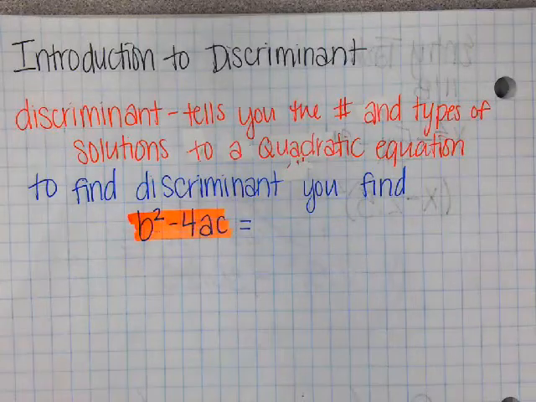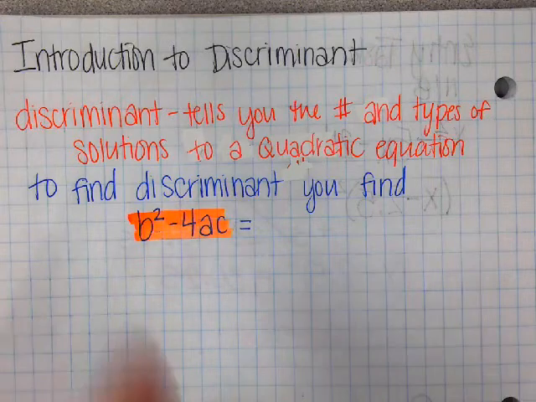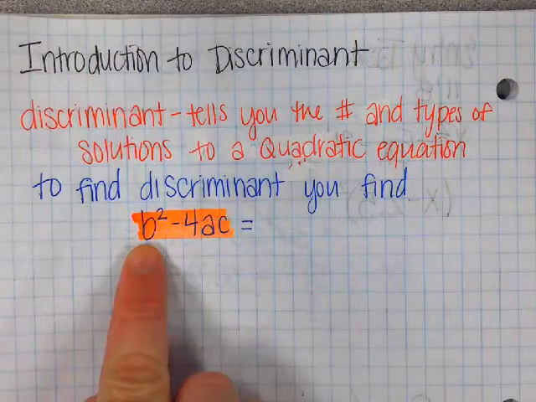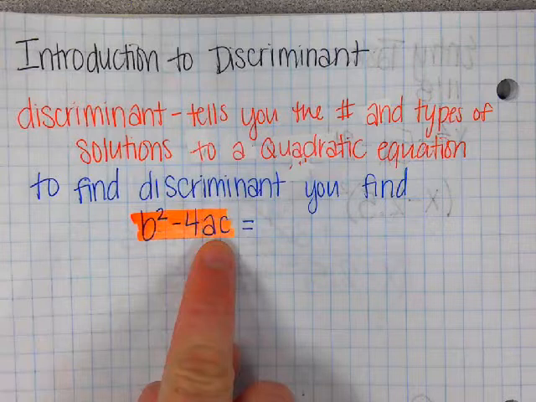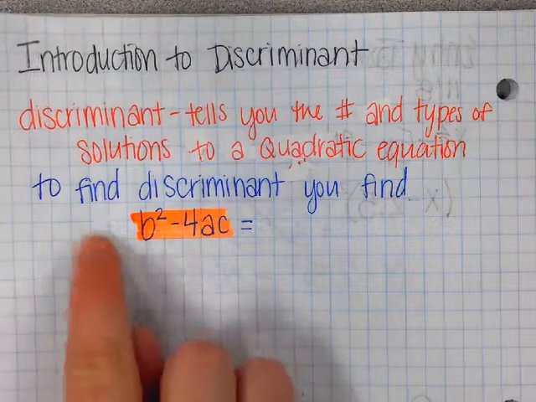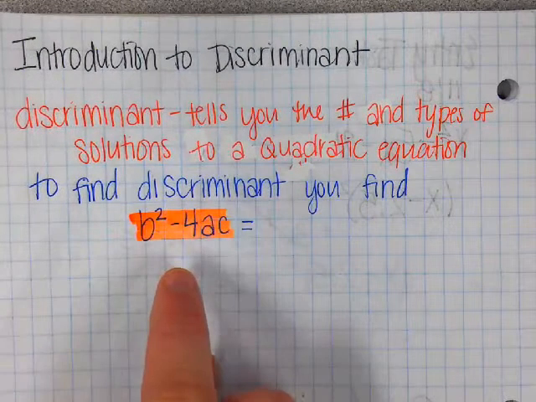So, introduction to the discriminant. The discriminant tells you the number and types of solutions to a quadratic equation, and to find the discriminant you use or find b squared minus 4ac. Remember, that's all of the stuff underneath the square root in the quadratic formula.